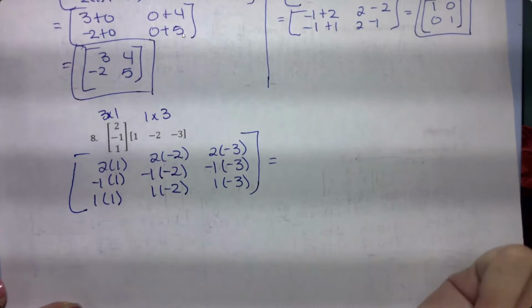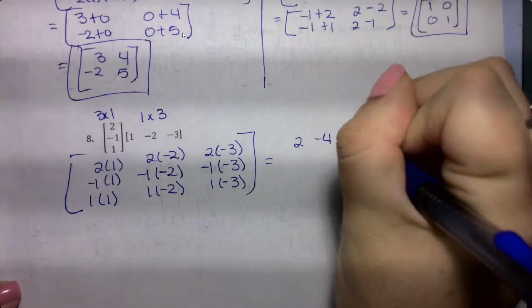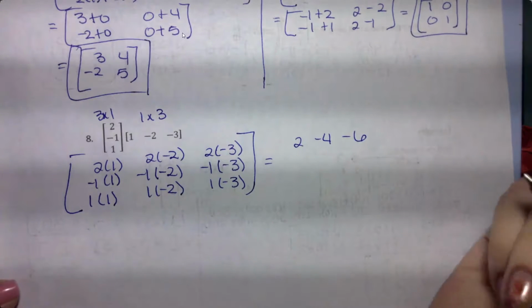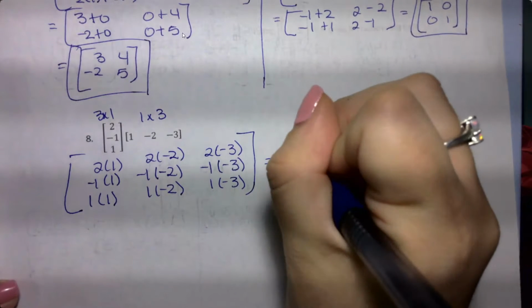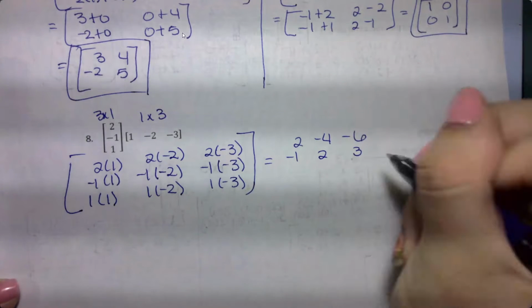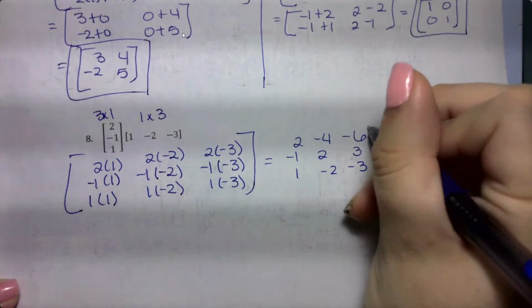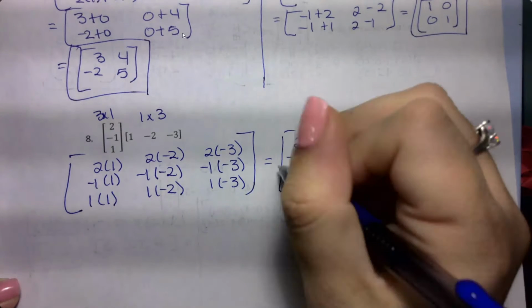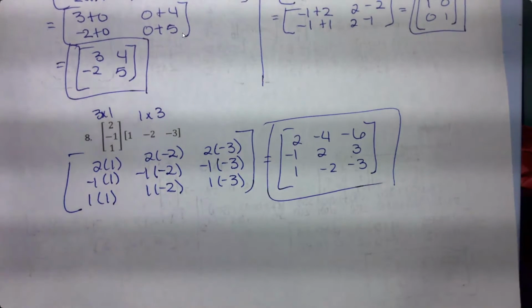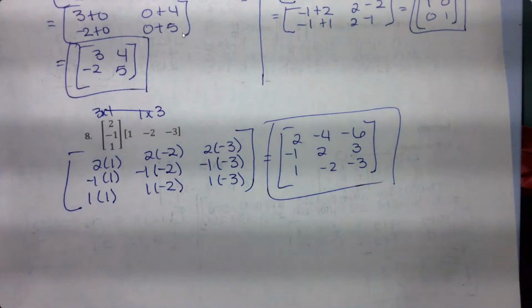I want to go ahead and multiply these out. I get 2, negative 4, negative 6. Then I get negative 1, positive 2, positive 3. Then I get 1, negative 2, negative 3. So my final answer here is a 3 by 3 matrix. This is making sense because my middle number cancels out.